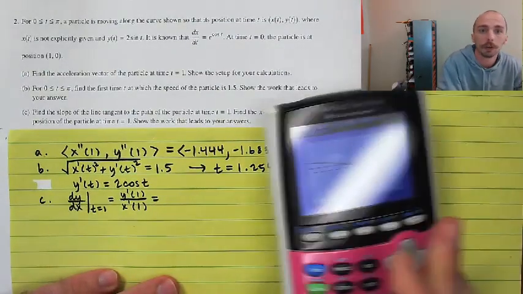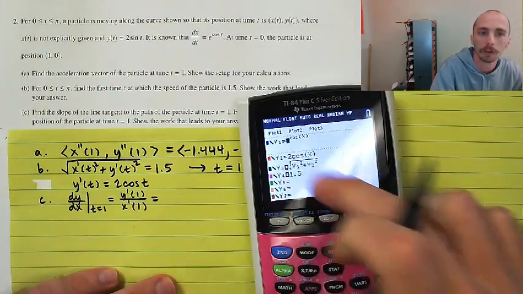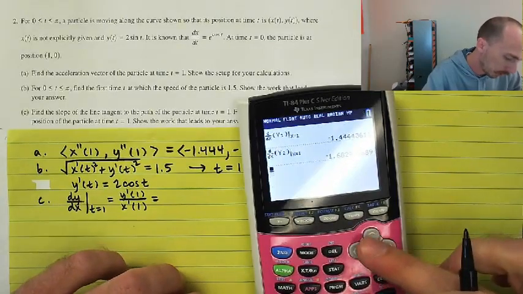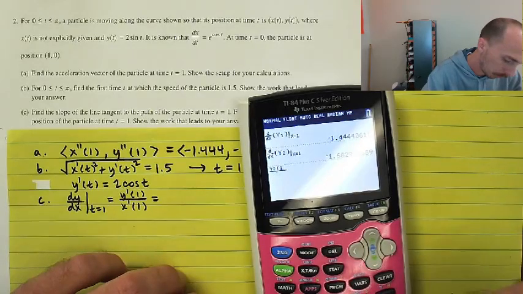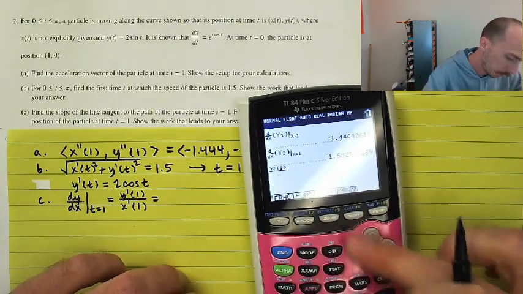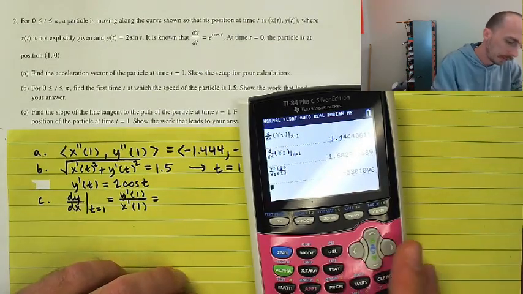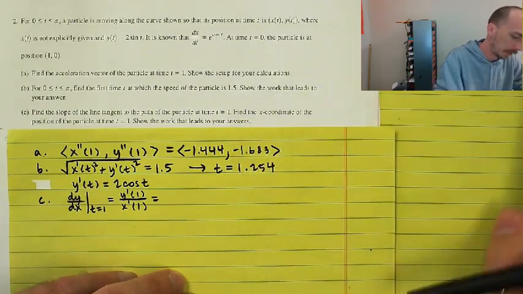And I'm going to have the calculator do this. Remember that y prime and x prime are loaded into the calculator already as y1 and y2. So all I need is a fraction: y2, that's dy dt at t equals 1, divided by y1, dx dt at t equals 1. And I get 0.629 or 0.630.